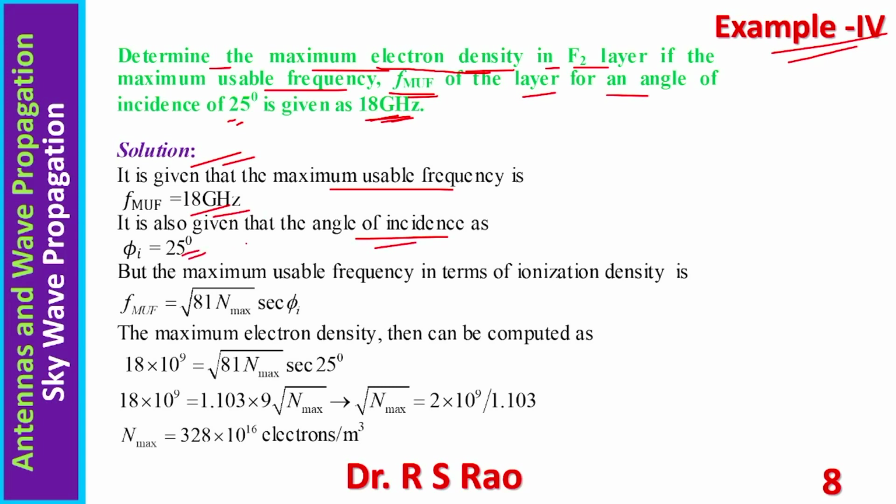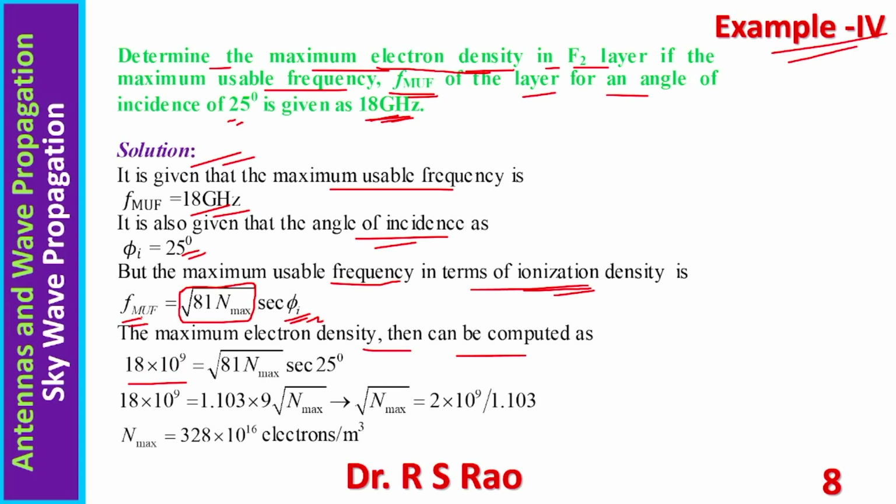This is also okay. The maximum usable frequency in terms of ionization density is f_MUF equal to square root of 81 N_max multiplied by secant phi i. Notice the factor that is multiplying secant phi i is critical frequency. Critical frequency is equal to square root of 81 N_max. The maximum electron density then can be computed as 18 into 10 power 9.